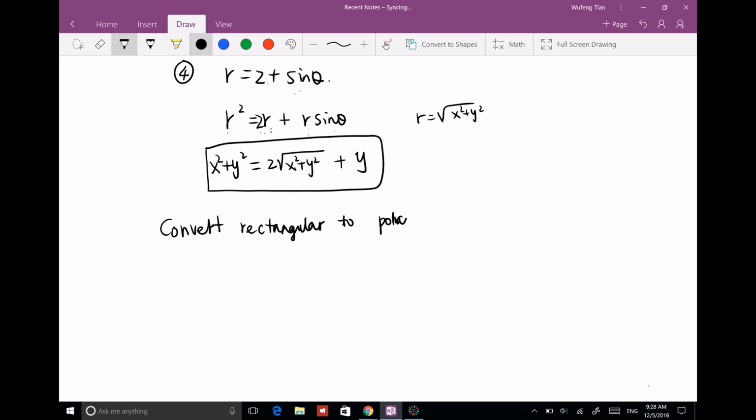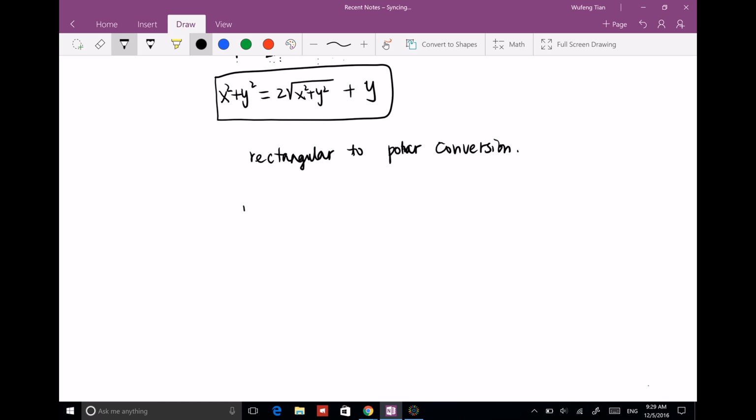Convert rectangular to polar. Rectangular to polar conversion. So basically, now I give you, for example, x squared plus y squared equals 9. I give you the rectangular equation and ask you to find the polar equation. We still use those formulas.